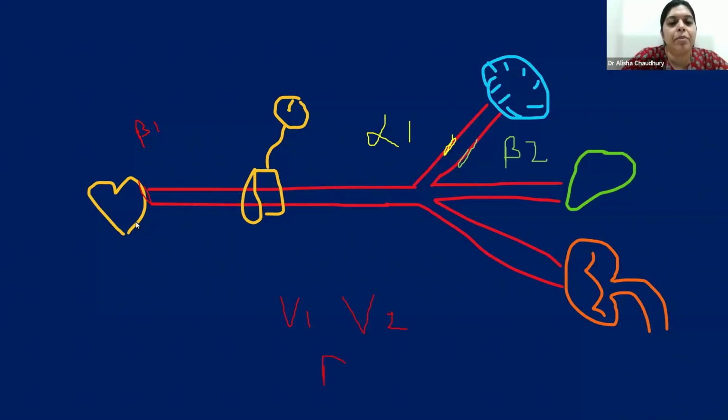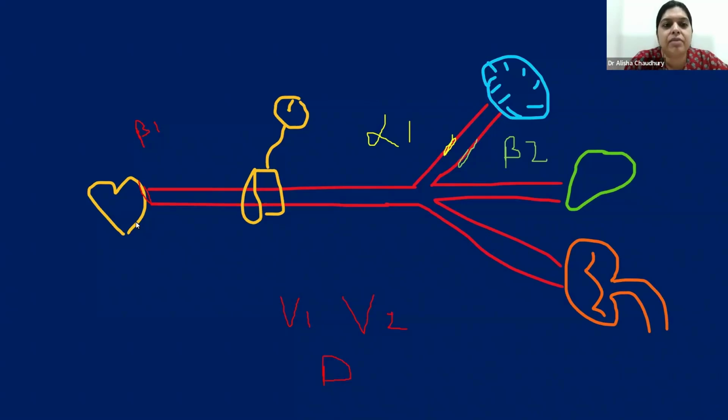Then you have your dopamine receptors where the drug dopamine is going to act. So important receptors to remember will be alpha 1 in your blood vessel, causing vasoconstriction, and beta 2 in your blood vessel. You may also find beta 2 in your bronchial smooth muscle. That is why when you are giving nebulizations, there is bronchodilation. Similarly, when you are giving a vasodilator, it will act on beta 2 and cause vasodilatation.